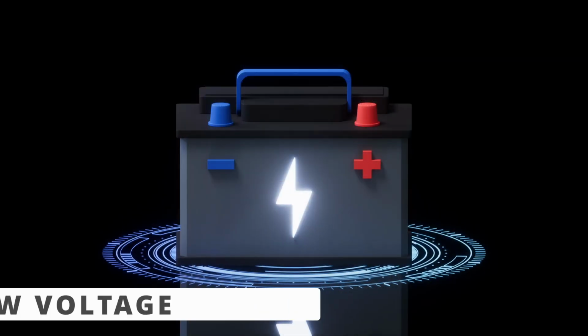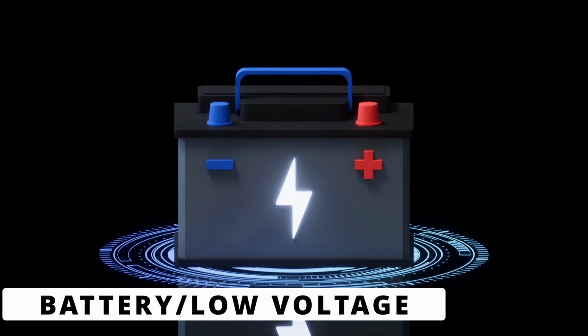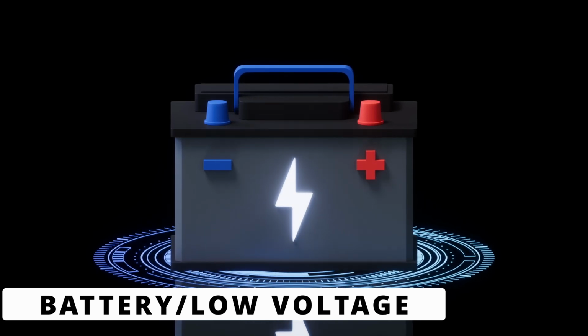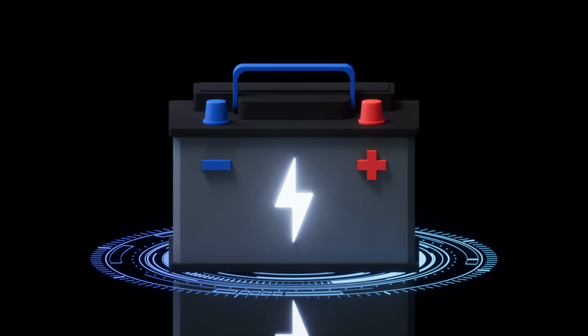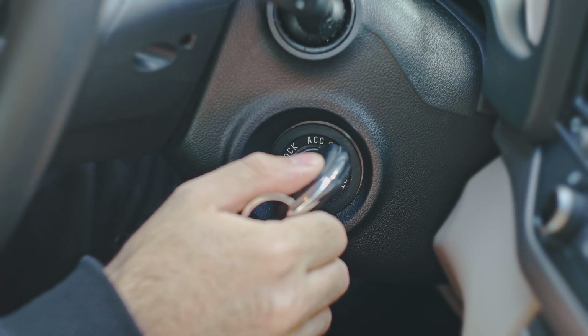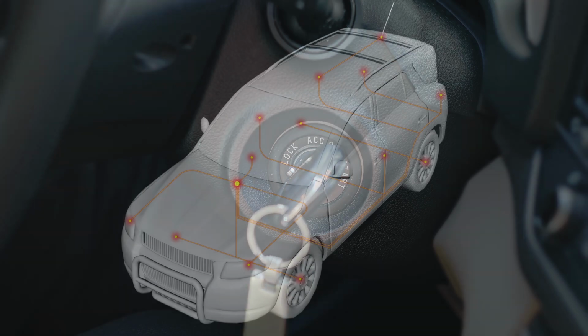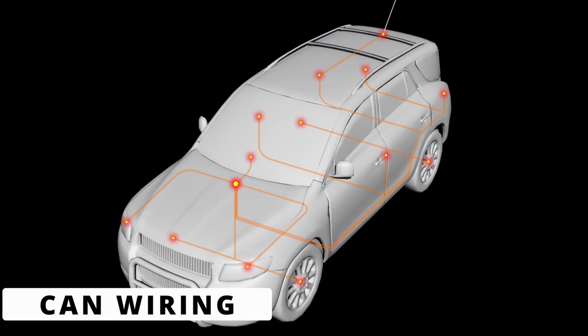The first cause could be a bad battery or low voltage condition. If your battery is weak or your alternator isn't charging right, the voltage can drop too low, causing modules to stop communicating. Sometimes the code will pop up when starting the car in cold weather or after the battery has been disconnected.